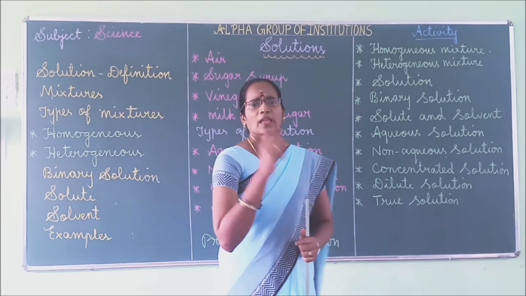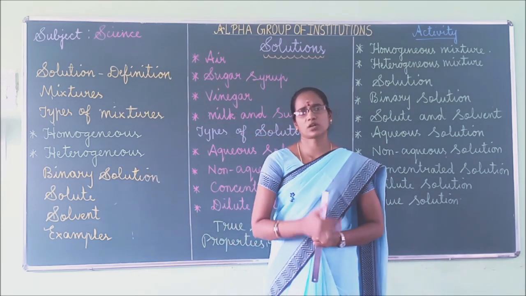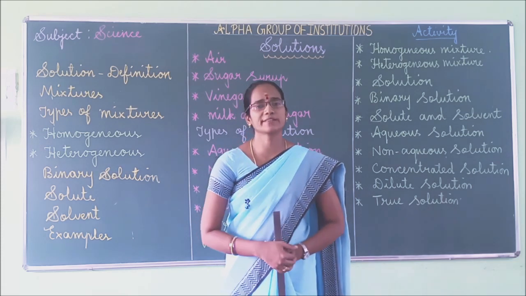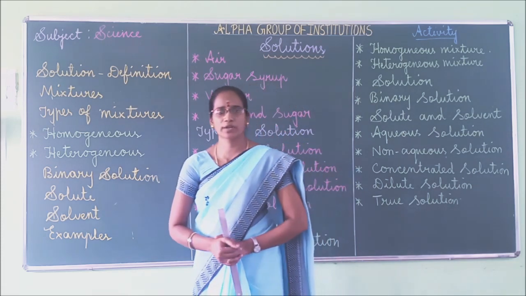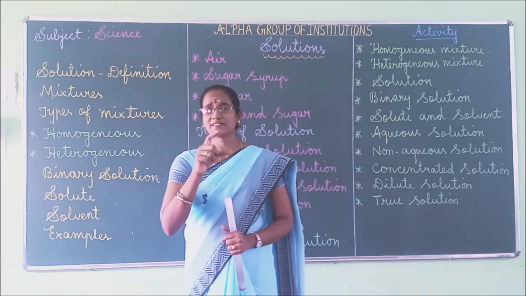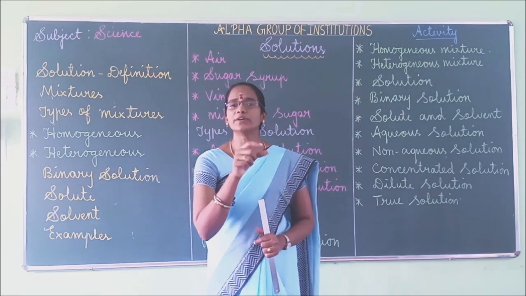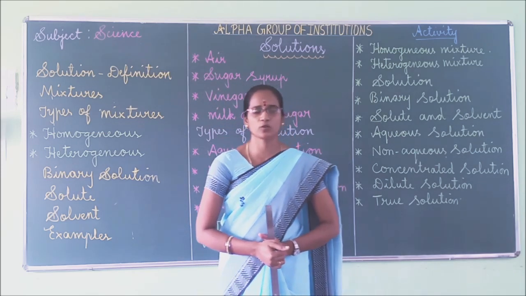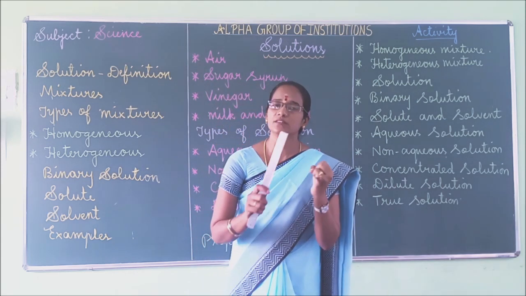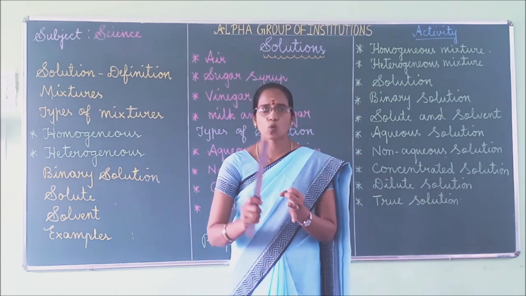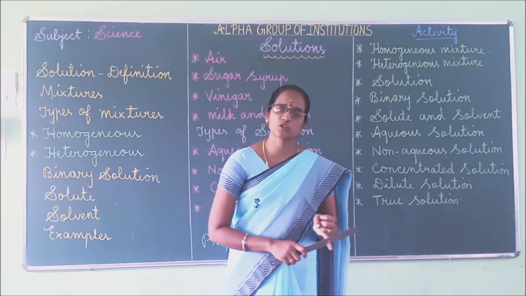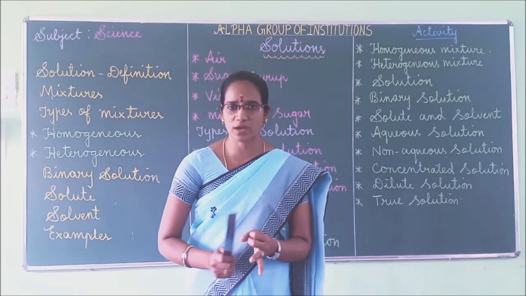For this, let us consider two solutions. One is the salt solution, another one is the sugar solution. In salt solution, salt, that is common salt, is dissolved in water. In salt solution there are two components: one is the salt and another one is the water. In sugar solution there are two components: one is sugar and another one is water.